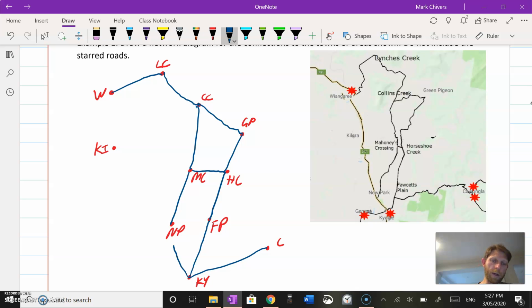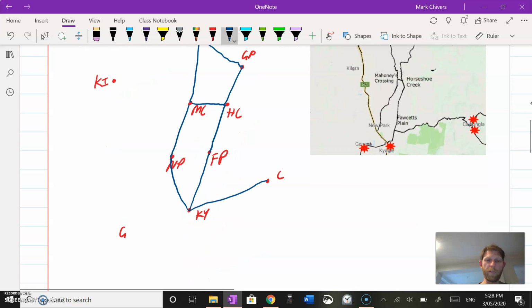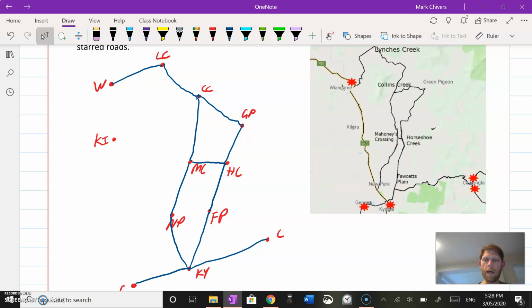Kyogle joins to New Park, and where do we have Geneva? It's just fallen off the side of here. I need a node for Geneva, so I better put that there. So Geneva joins to Kyogle, and Kilgra joins to Wyangri, and also joins to New Park.